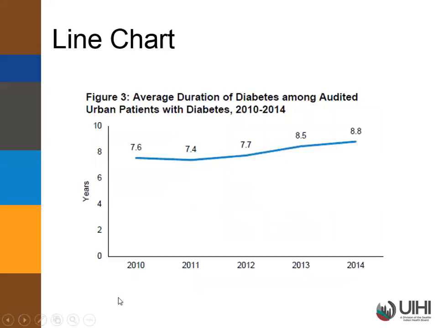All right, and this is the other way we can present data. This is a line chart. The benefits of using a line chart are that you can track change over time. As you can see here, this chart was taken over a period of 5 years, and we have these different values that we can really visually see how it's changed from 7.6 to 8.8.